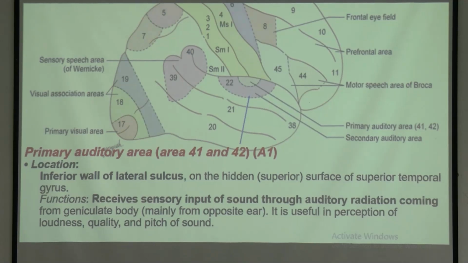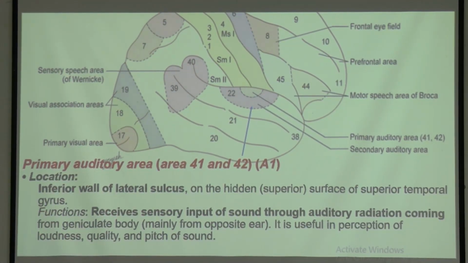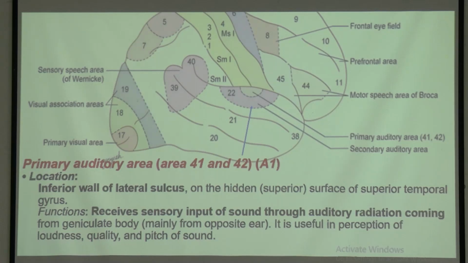Now, moving to another region that you have to understand, we call it the primary auditory area. That means this area deals with audition, related to hearing. This area lies on areas 41 and 42, just under the lateral sulcus. This region we call area 41 and 42.